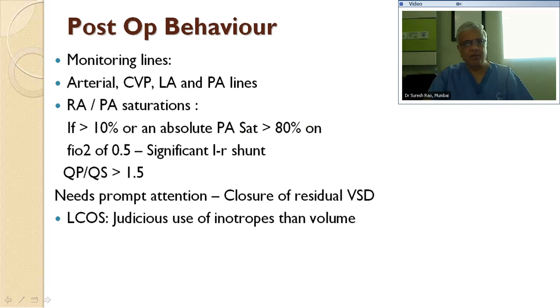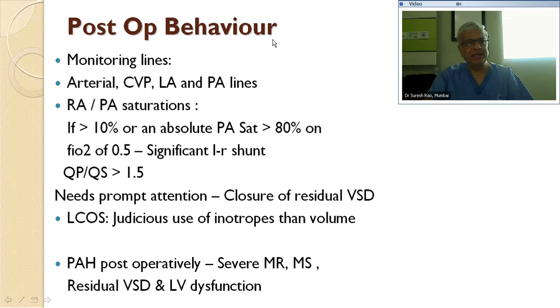Post-op issues of complete AV canal repair: the usual monitoring lines that we put are arterial and CVP lines, and at least I put in LA and the pulmonary arterial lines. Then we always measure the RA and PA saturations to know if there is any residual left to right shunt. If it is more than 10%, or an absolute PA sat greater than 80% with an FiO2 of 0.5, it certainly indicates a left to right shunt, possibly a Qp/Qs of greater than 1.5, and that needs attention.